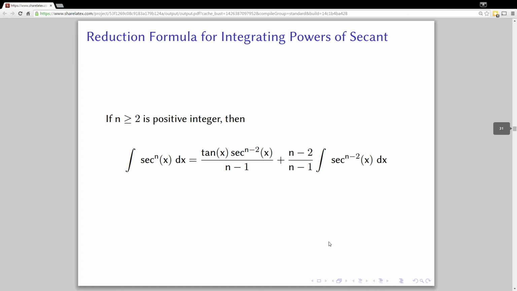All right, just like for tangents, there is a reduction formula for powers of secant. You can see it's slightly more complicated than the one for tangent. Again, you do not need to memorize this. I just want you to be aware of its existence, and if you ever have to use it, you've at least seen one example of how it would go.